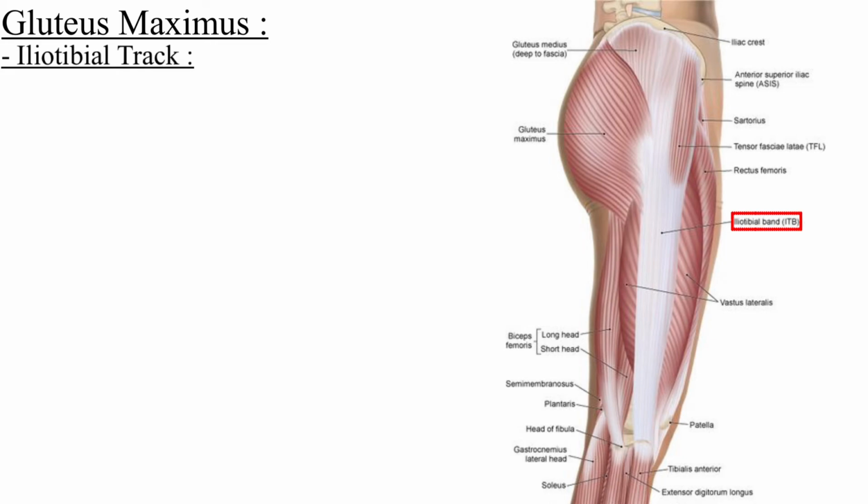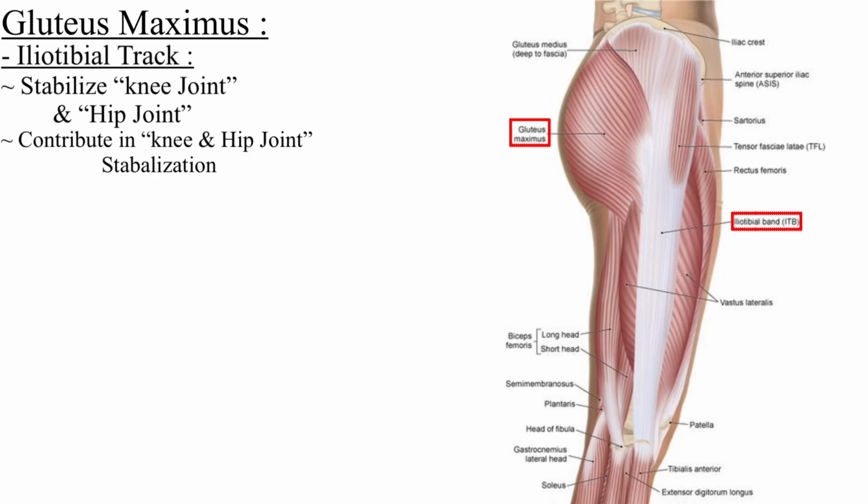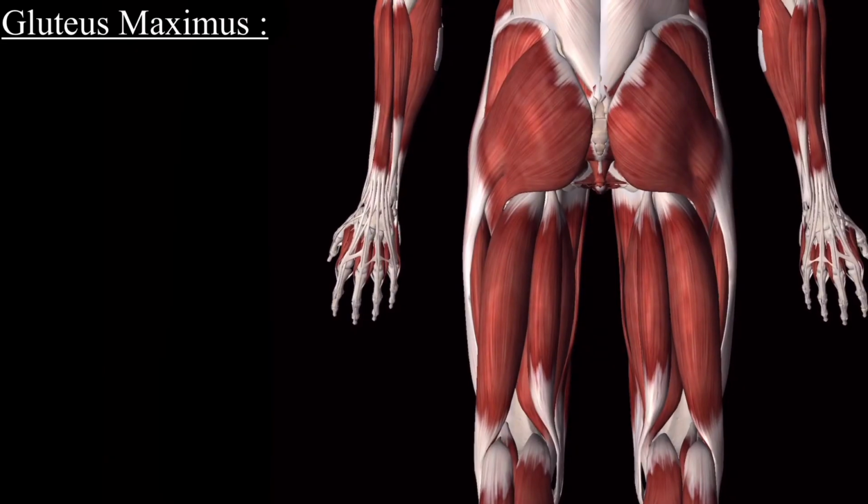The iliotibial tract stabilizes the knee and the hip joint. And since the Gluteus Maximus muscle is inserted indirectly on the iliotibial tract, this muscle also contributes to the stabilization of the knee and the hip joint. That's all about the Gluteus Maximus muscle.